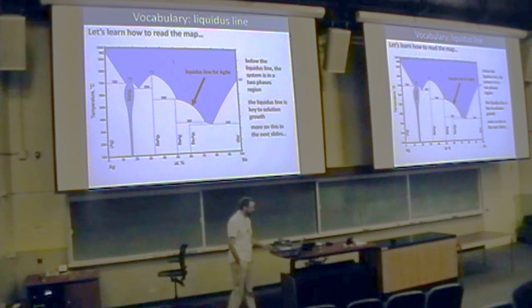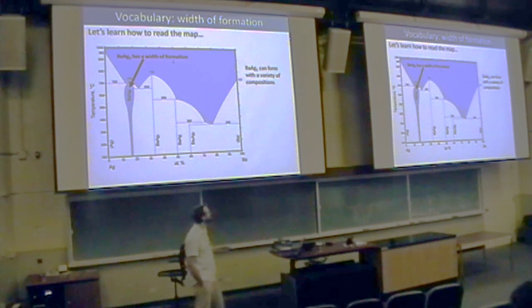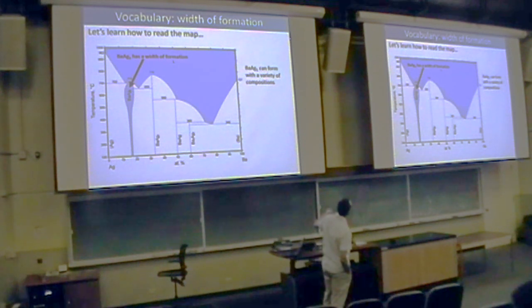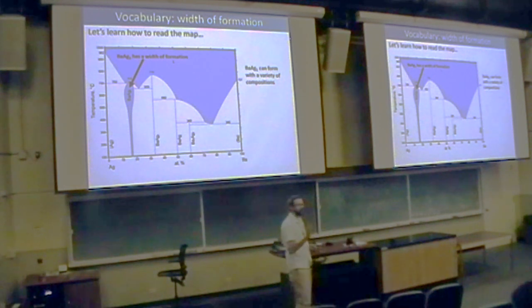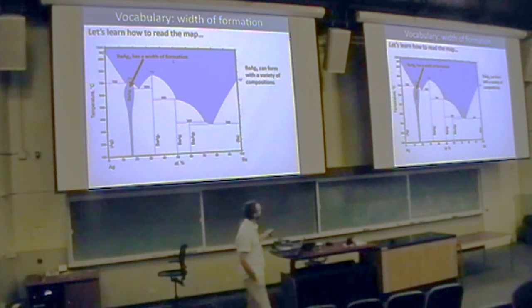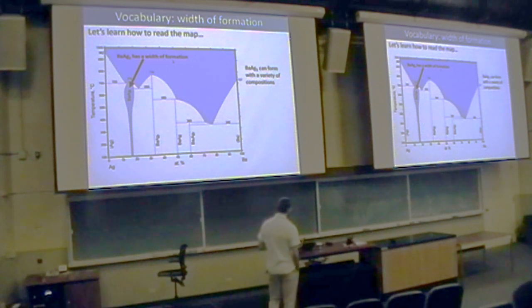Now you can see other things on this example phase diagram. For example, you can see this compound here, barium silver 5. This side here is going to be easier for me. You see this compound has a width of formation. That means there is a certain range of composition in which this compound can exist. So not just exactly barium silver 5, but barium silver 5.1 or something like that.